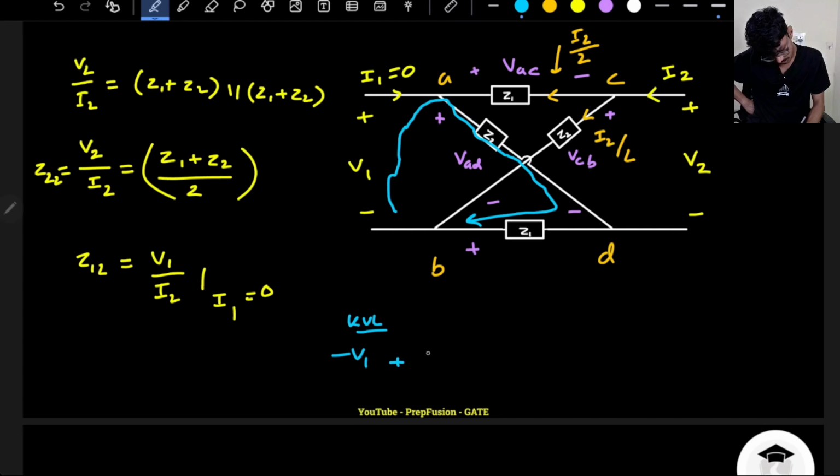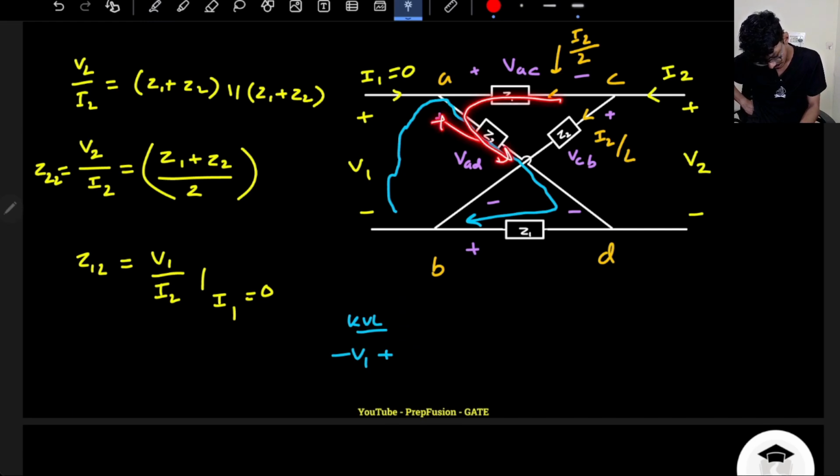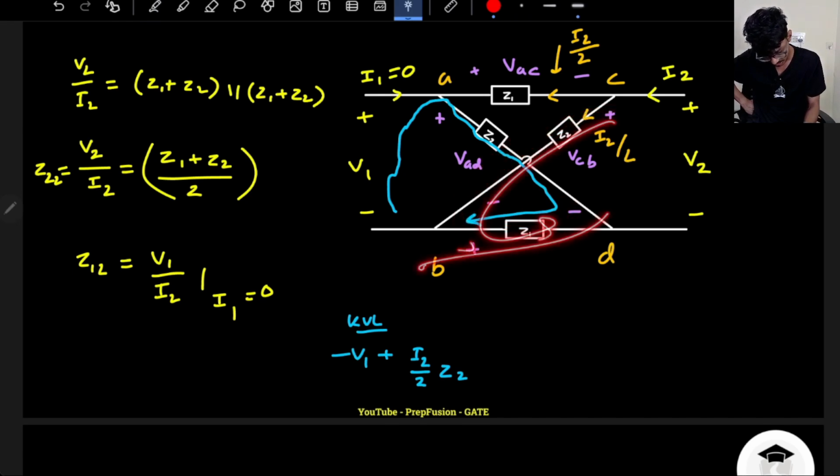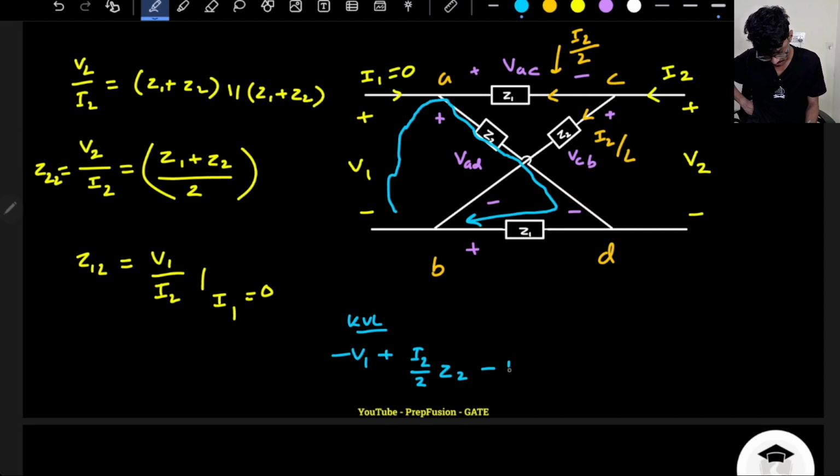So minus V1. Now what is the direction of the current? Direction of the current is along this, right? So this will be the higher potential. So this will be plus I2 by 2 into Z2. And again, what is the direction of the current? This time the direction of the current is like this, so I am going in the opposite direction. So this is plus and this is minus. Of course my KVL convention is, whatever sign I encounter first, that I will write. So this will be minus I2 by 2 into Z1 equal to 0.